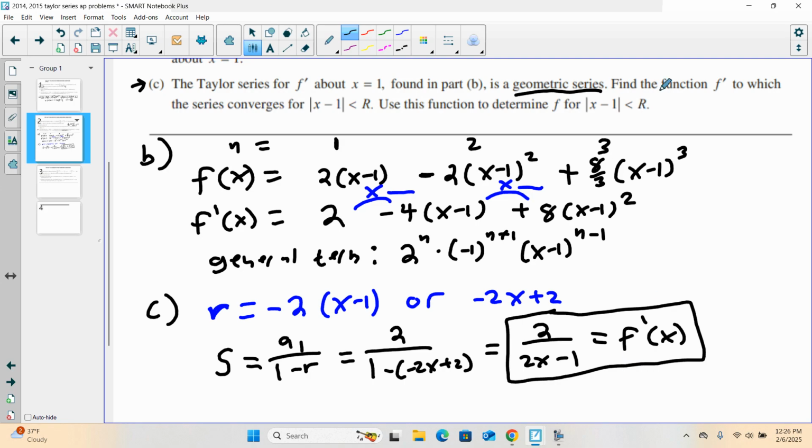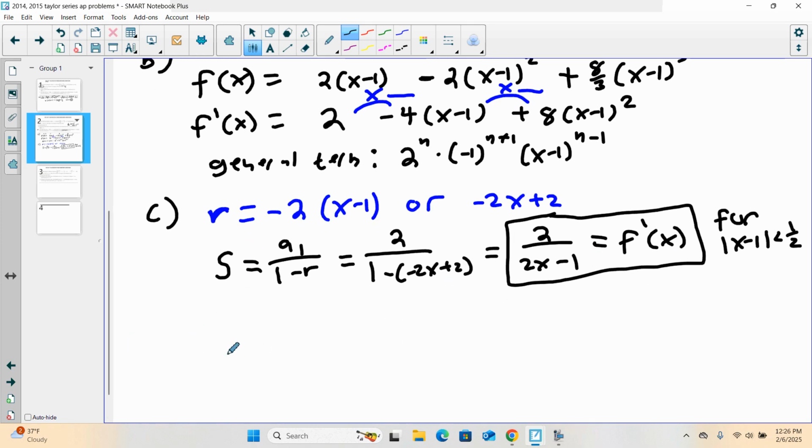Okay, so find the function f prime to which the series converges. Well, by using the first term and then the ratio, we can say what the sum is, and that gives us a function. So that answers that question. And this is still on the same radius. R is still 1/2, same radius. And then we just want to use this function to determine f.